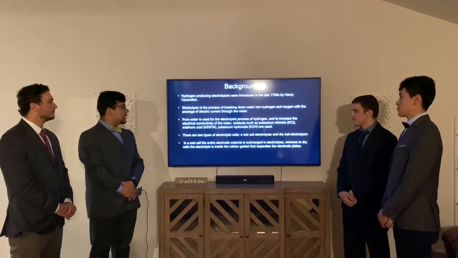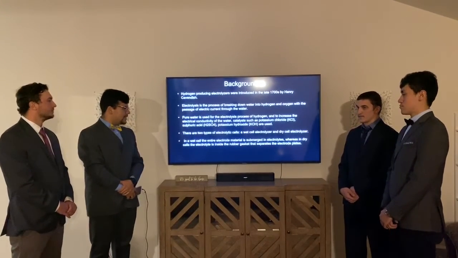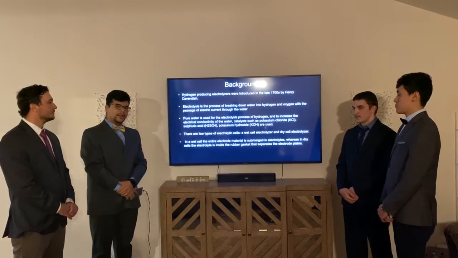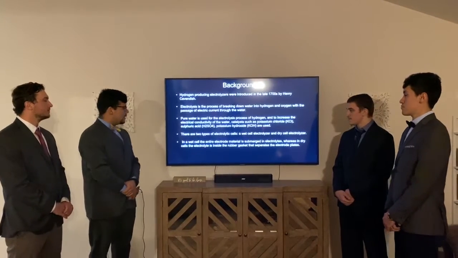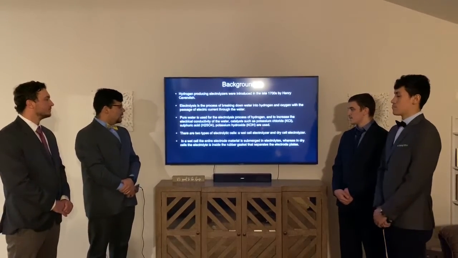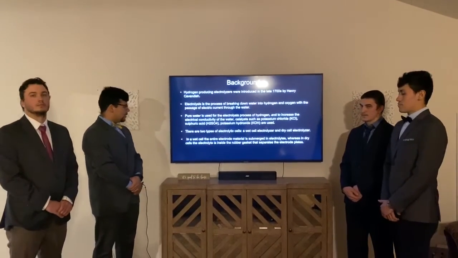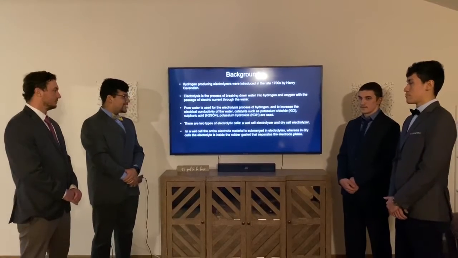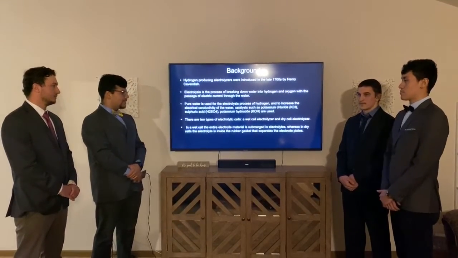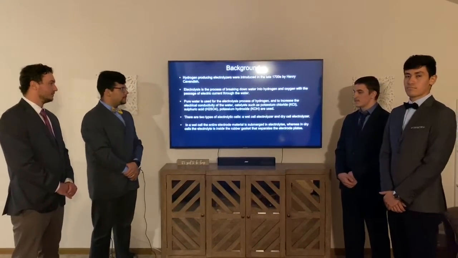There are two types of electrolytic cells: a wet cell electrolyzer and a dry cell electrolyzer. In a wet cell electrolyzer, the entire electrode material is submerged into electrolytes, whereas in a dry cell, the electrolytes are inside the rubber gaskets and separated by electrode plates.